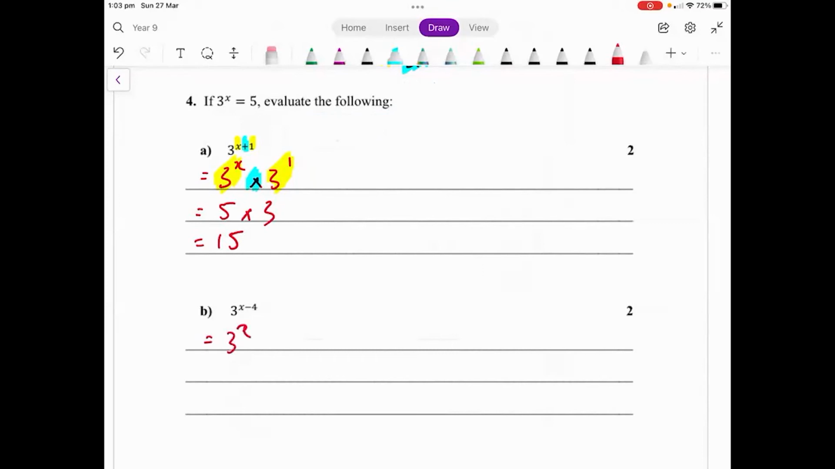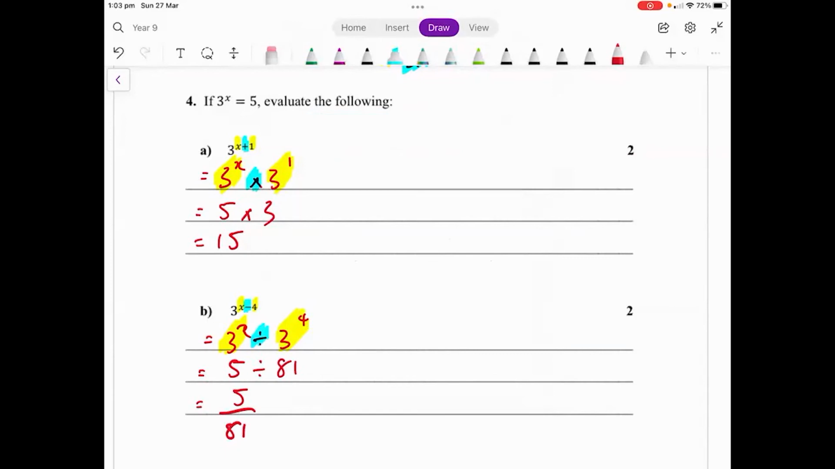Question B, very similar, but this time you have a minus in the power. That means a division, so it becomes 3 to the power of x divided by 3 to the power of 4. Once again, replace 3 to the power of x with 5 as per the question, and it becomes 5 divided by 81. You have to write it as a fraction, so that becomes 5 over 81.